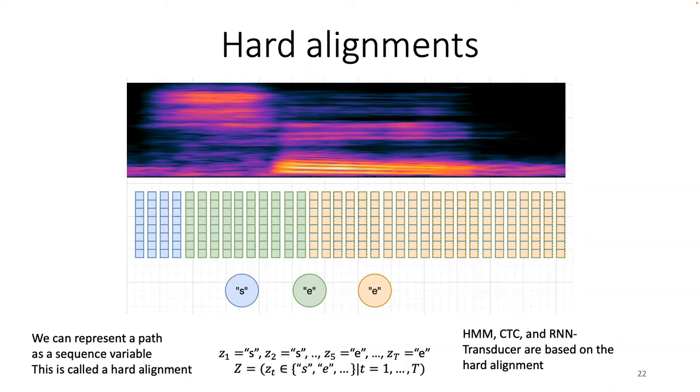Especially, we introduce one kind of variable, a sequence of variables. For example, in this case, G1 corresponds to this character, G2 also corresponds to this one, and 3, 4 also this one, right? And the 5 to, I don't know, the 12 or something is this second one. And then from here to here, this is assigned to the third character, right?